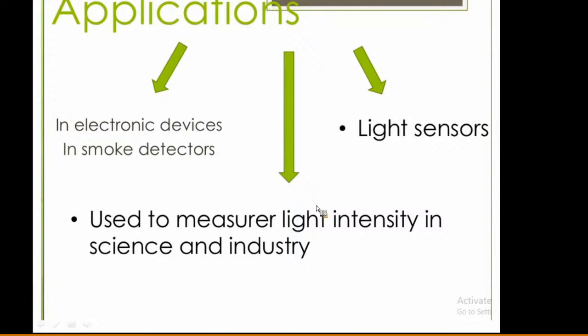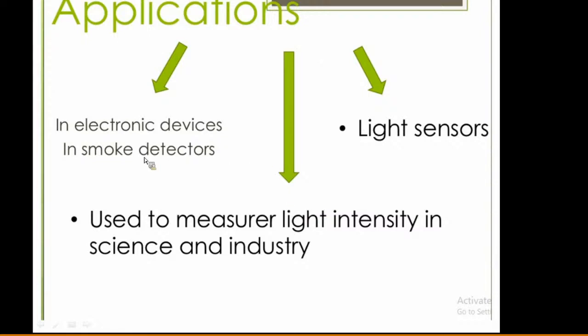But in the case of a photodiode, the current is due to the light falling on the PN junction. Due to that photon energy, free carriers are generated in the depletion region. Because of the movement of these free carriers, the current conduction takes place. That is the operation of your photodiode. A photodiode operates in reverse bias only. The main thing is that it converts light energy into electrical energy.